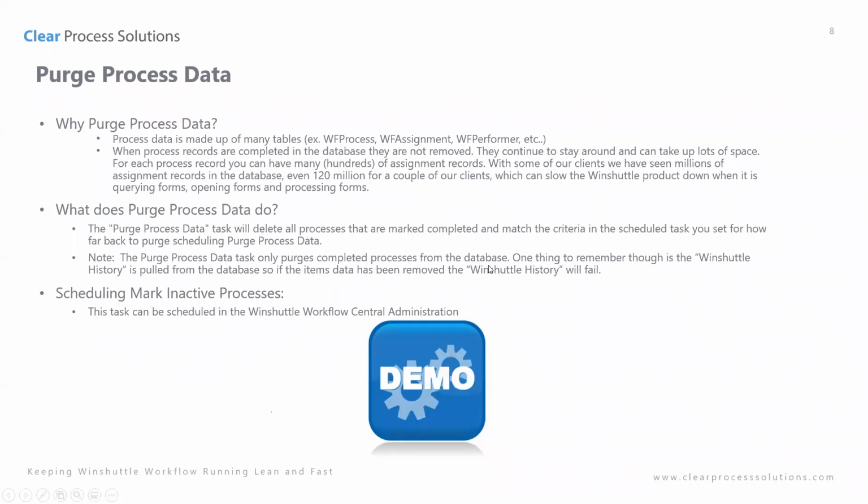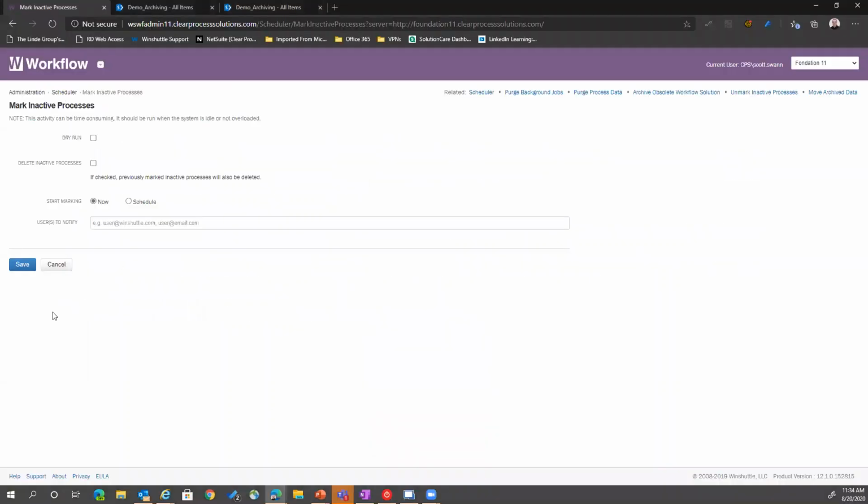But that's why a lot of clients will try to stay in sync with what their archive is. If they've archived a certain amount of records, they're going to purge process that same amount if they can along the way. So the schedule is the same way, Winshuttle Workflow Central Administration. So I'm going to go ahead and bring that back up.